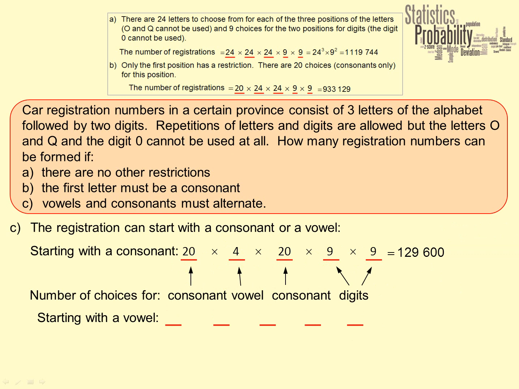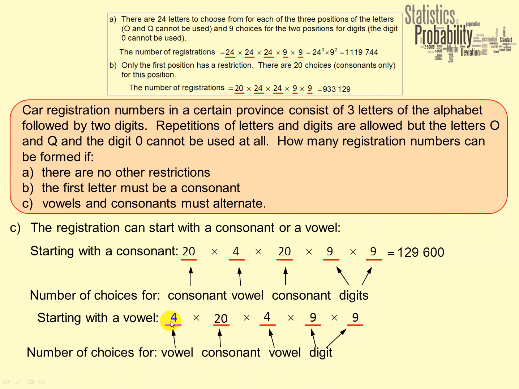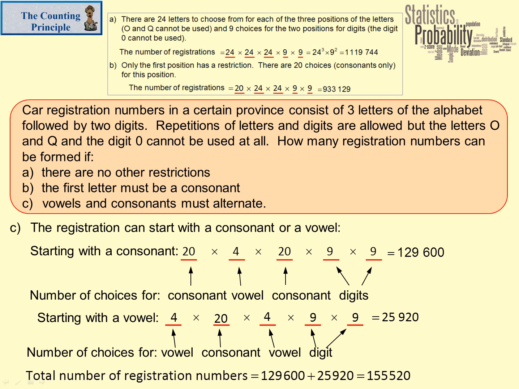Starting with a vowel, now we can't use the O, so therefore we only have 4 options for the vowel, and 20 for the consonants, because there are 21 less Q, and 9, 9 for the digits. Adding together, because they are mutually exclusive, there's the total number.